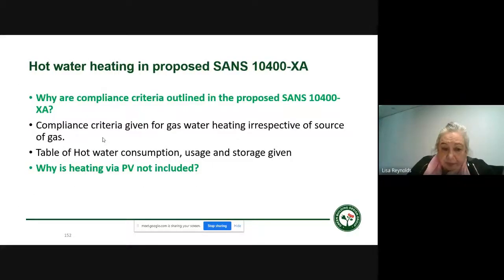And I've just answered that question about PV heating. And while compliance criteria outlined the proposed 10400, I touched on it, and basically what we found is that by not putting some further compliance criteria into these hot water heating systems, if it wasn't designed properly, it wasn't achieving the energy efficiency or the energy savings that we imagined it to be.